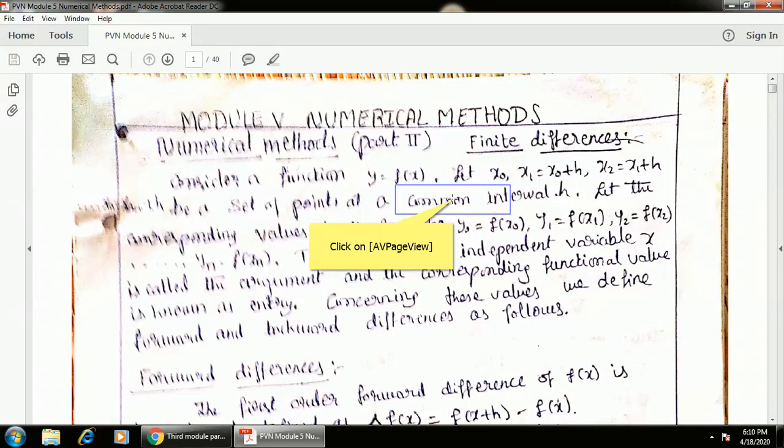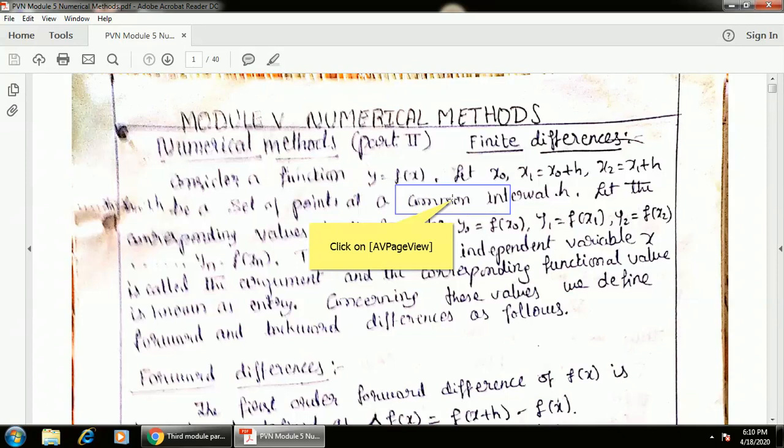In these finite differences, we are discussing forward differences and backward differences. Actually, we have three types of differences: one is forward difference, backward difference, and central difference. First, I'm telling you what the forward differences are.